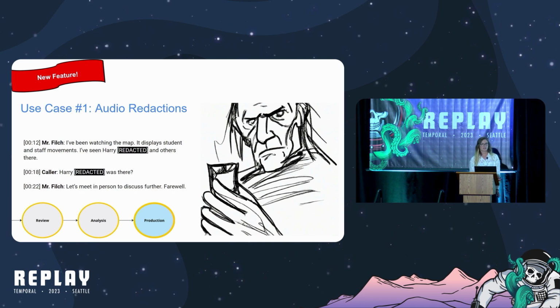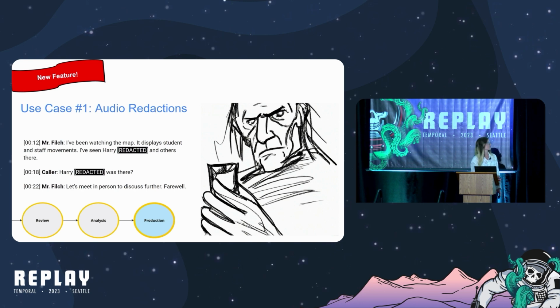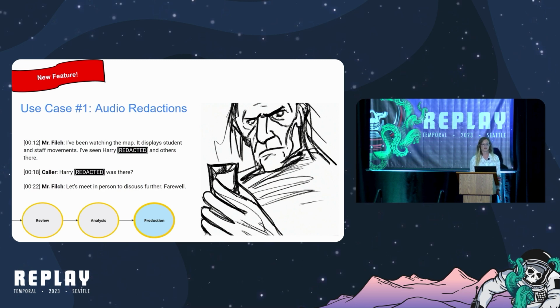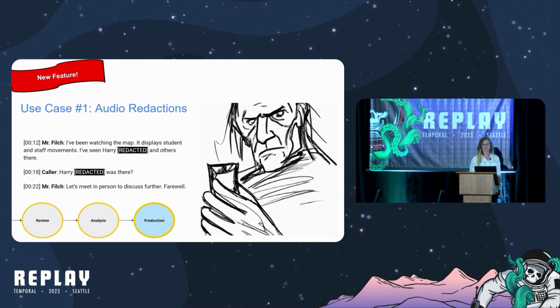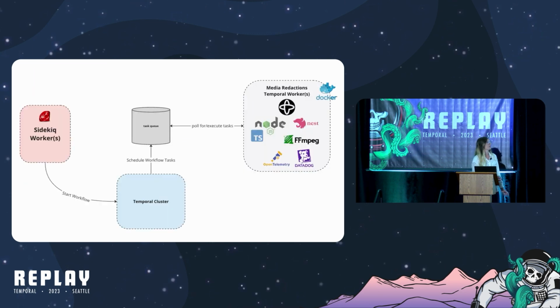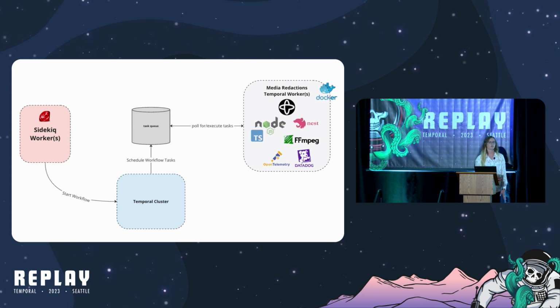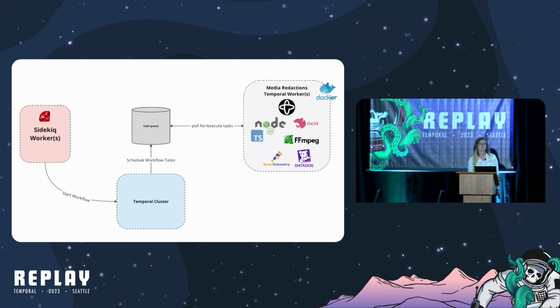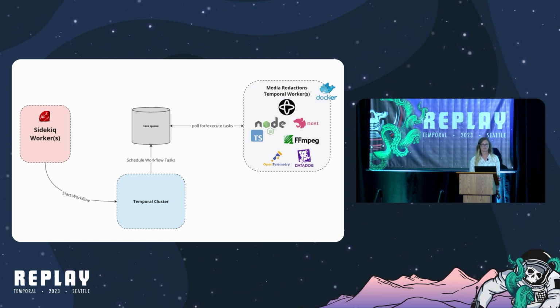At Logical, we did already have a feature for audio transcription. So we're using AWS Transcribe and we get a transcript like so, but we wanted to support the actual redactions themselves. So instead of continuing to add to our monolith, we came up with this new architecture that would allow us to apply audio redactions as a separate Temporal workflow and service.